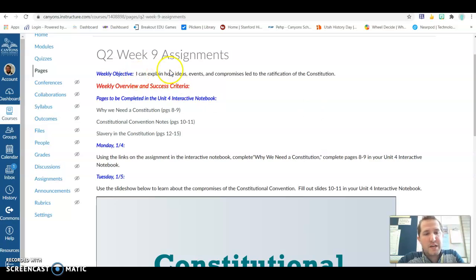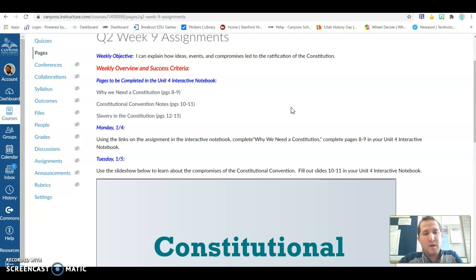First off, the weekly objective is right here. It can explain how ideas, events, and compromises led to the ratification of the Constitution. We are going to be looking at events leading up to and during the Constitutional Convention, the type of things that were discussed, the compromises that were made to make the Constitution a reality this week.